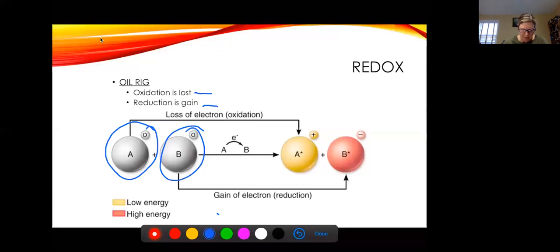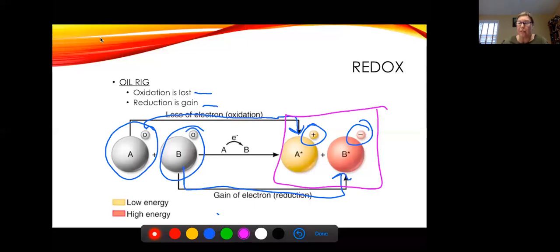Now, A is going to lose an electron. Because we lost an electron, we have one more proton, so that gives us a positive charge. B gained the electron, so now we have an extra electron, so we have a negative charge. And generally, what happens is these two molecules will hang out together to negate the charge. And we talked about this with ionic bonding.